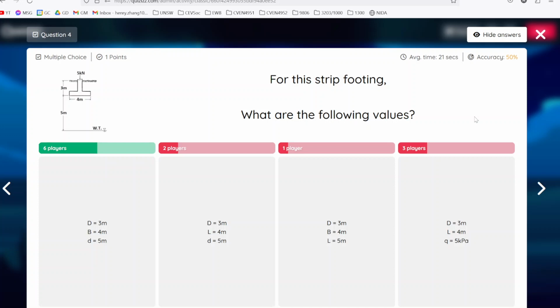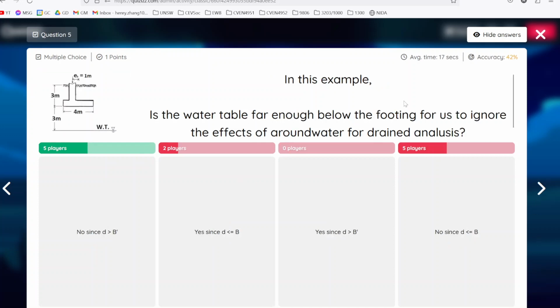lowercase d, right, refers to the depth from the bottom of the footing to groundwater, the water table, right? So yeah, that's where all these numbers come from.